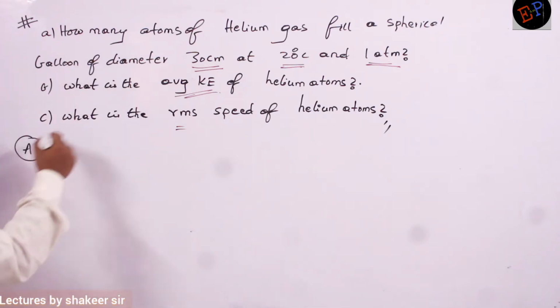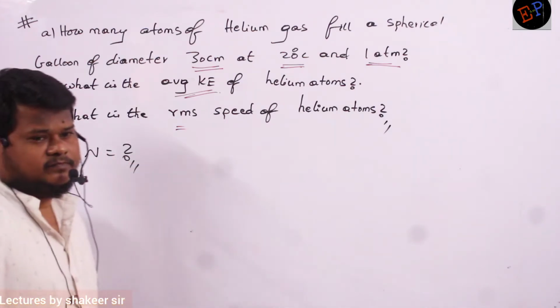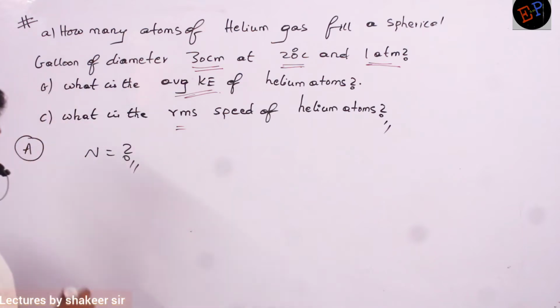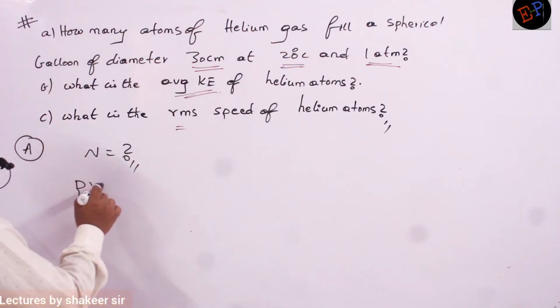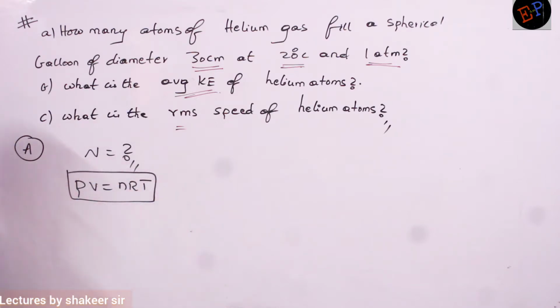So he is asking how many atoms, it means the n value he is asking us to calculate. We have the ideal gas equation. What is the ideal gas equation? PV is equal to nRT. This is the ideal gas equation.